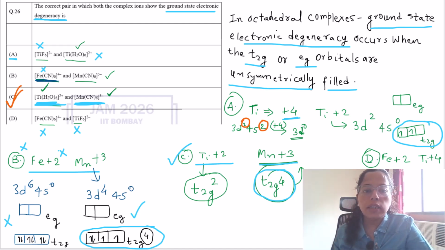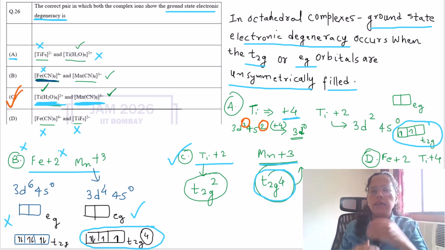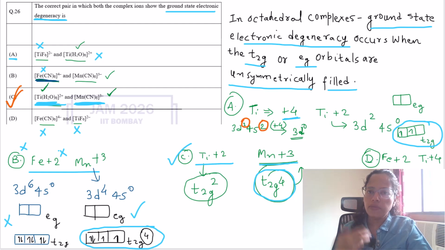I hope you understood the explanation of this problem. We have to know the valence electronic configuration and how to arrange the electrons of the central metal ion in their respective T2G and EG orbitals, and check whether these are unsymmetrically or symmetrically filled. If they are unsymmetrically filled, then we have electronic degeneracy in those complexes.